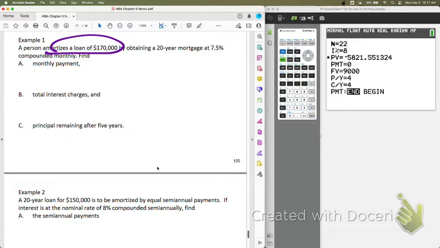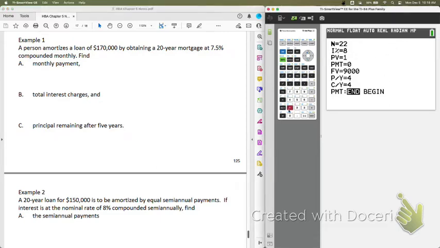So the beginning of this is very much similar to what we've been doing in our TVM solver. If we take out a loan of $170,000, one big difference. This is our present value, but we're taking this money out right now. So is that going to be a negative number or a positive number? It's a positive number because the bank is giving me this money. So I'm going to start with my present value being $170,000.